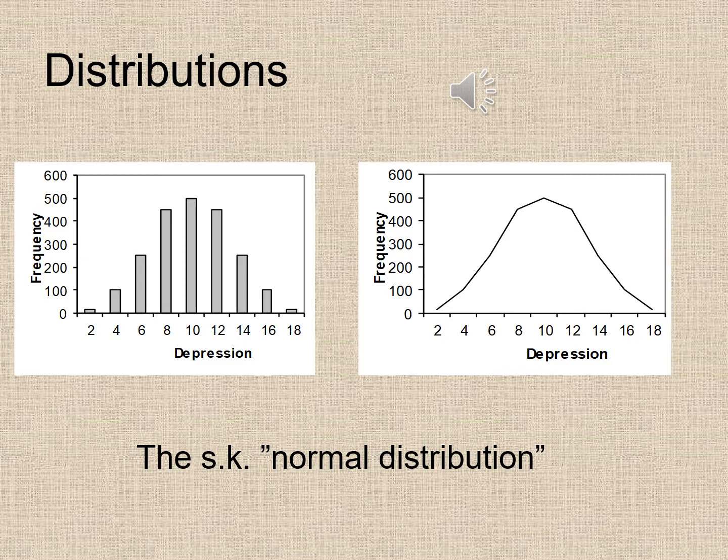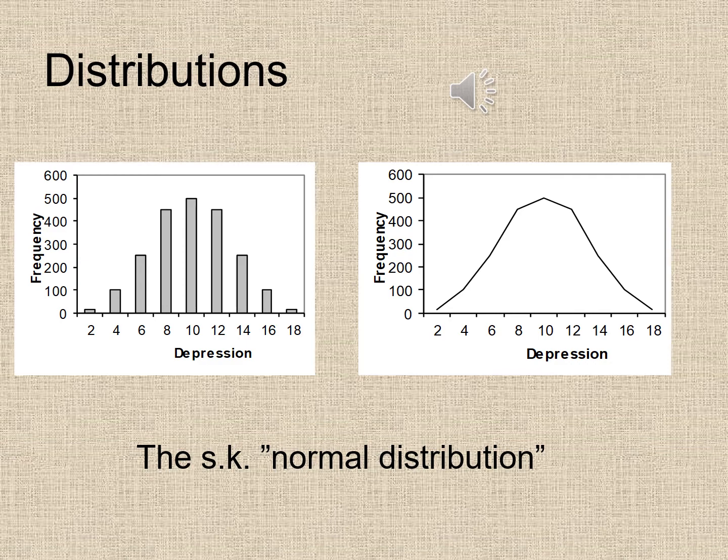Next subject here: distributions, frequency distributions. As a simple, quick example, imagine that we measure a lot of individuals on level of depression. In this case, we get scores with a range from 2 to 18. And then we have a look: how many individuals have the score 2? We see that it's relatively few individuals with such a low score. How many have a score of 4? Approximately 100 individuals. And 250 individuals have a score of 6, and so on.